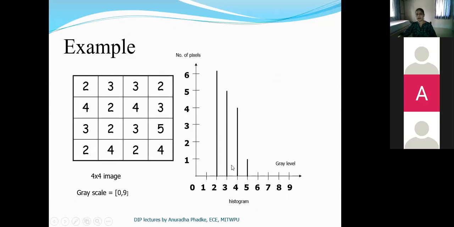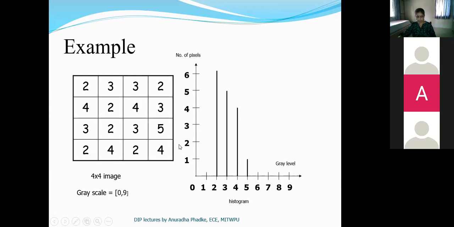Now, if you look at the histogram, the total dynamic range available is 0 to 9. And the histogram of the given image is concentrated between 2 to 5. Now we can apply histogram equalization on this image to spread this histogram over the available dynamic range.